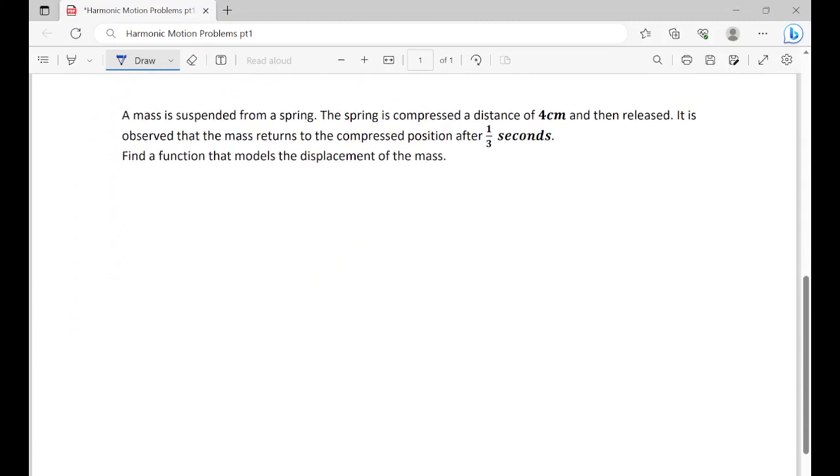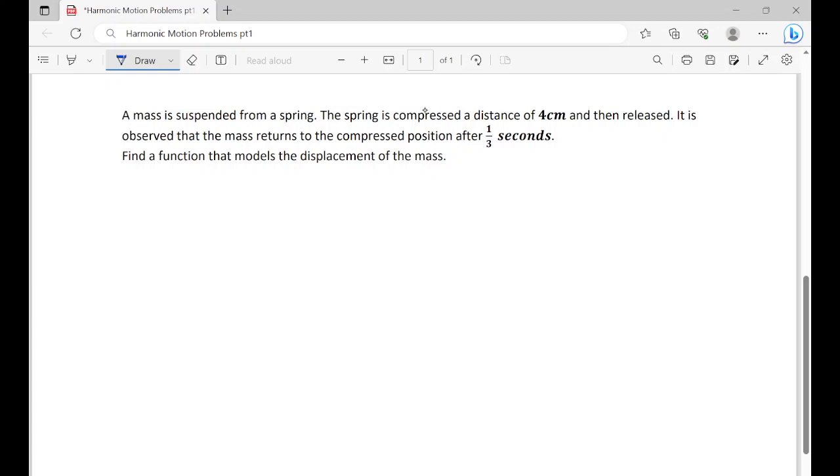Next, we have this question. A mass is suspended from a spring. The spring is compressed a distance of 4 centimeters and then released. It is observed that the mass returns to the compressed position after 1/3 seconds. We are going to find a function that models the displacement of the mass.